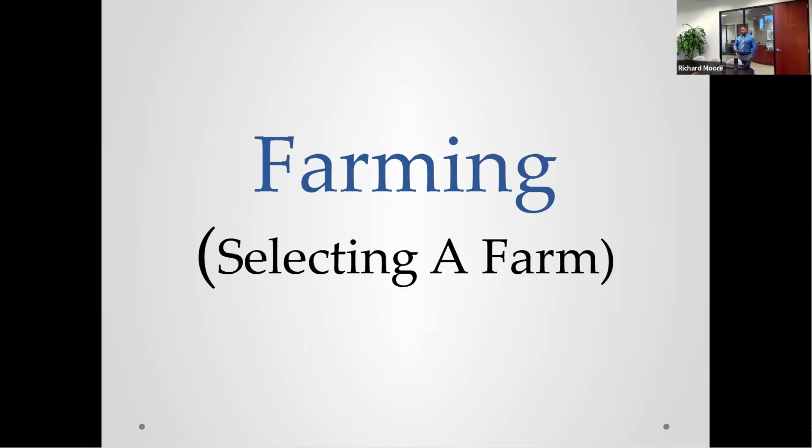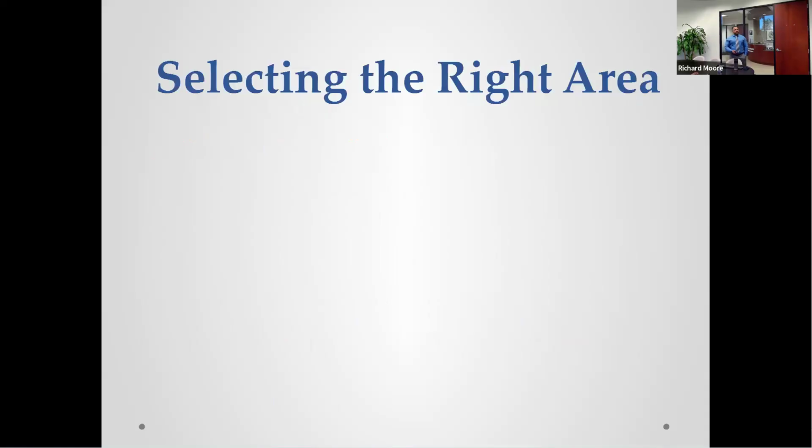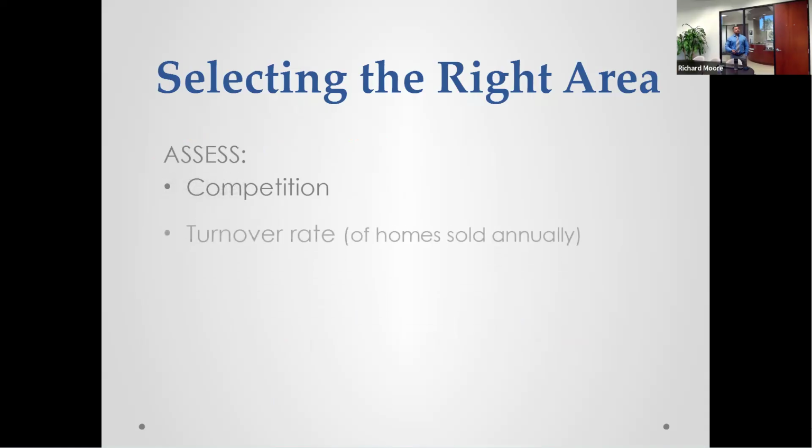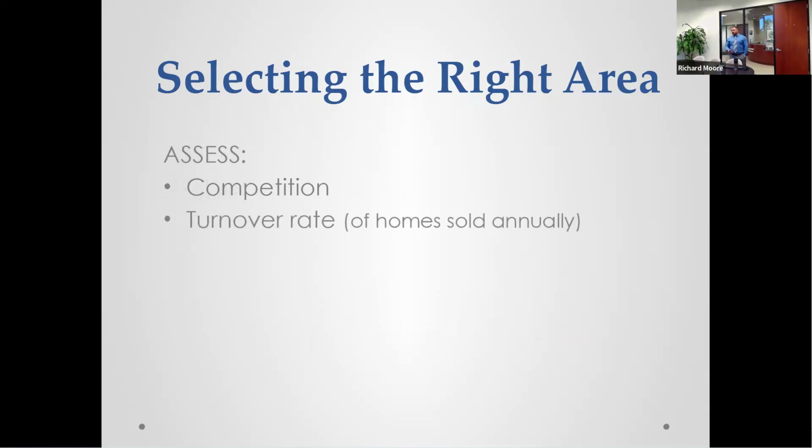Now that you know how big your farm is going to be based on what your budget can afford, right? Now we're going to select a farm. So selecting the right area, how do you do that? Well, you're going to consider competition. Are there a lot of agents farming there? You're going to consider turnover ratio. Are people selling there? There's some neighborhoods where people don't move. They live there and they raise their kids there and they never move. And then there's some areas where, like condo communities, they turn over a lot faster.